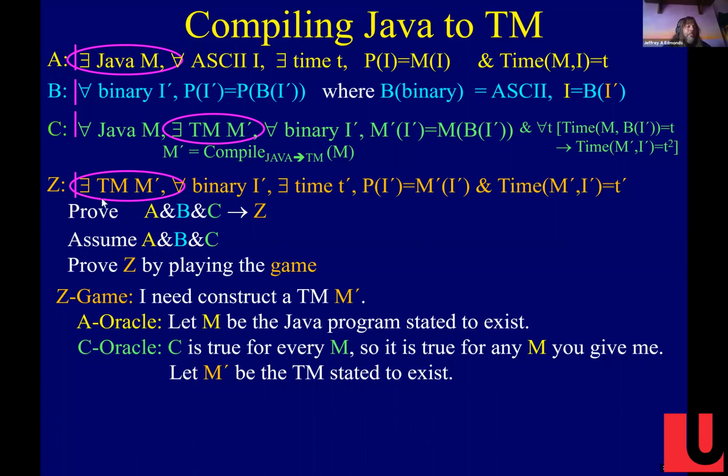Now, let's go back to what my goal is. My goal is to construct a Turing machine, right? And I just did it. I just constructed a Turing machine. How did I do it? I got a Java program from A. I gave it to C. C gave me a Turing machine, right? Everybody buy that?